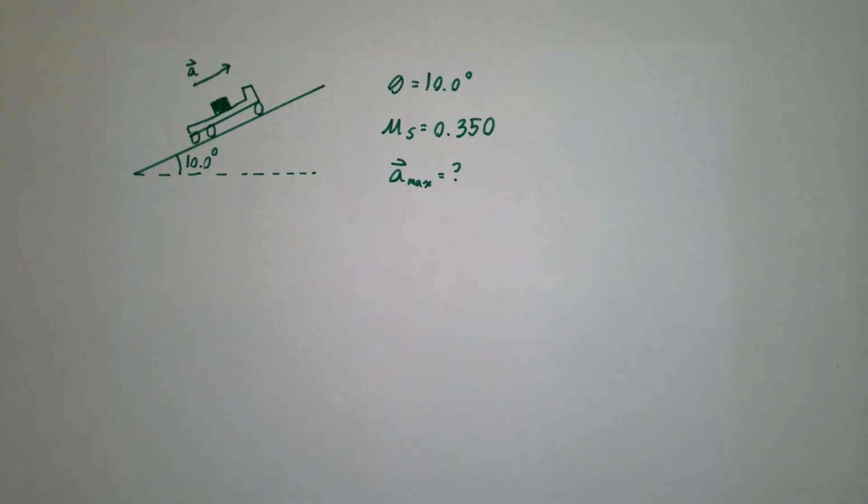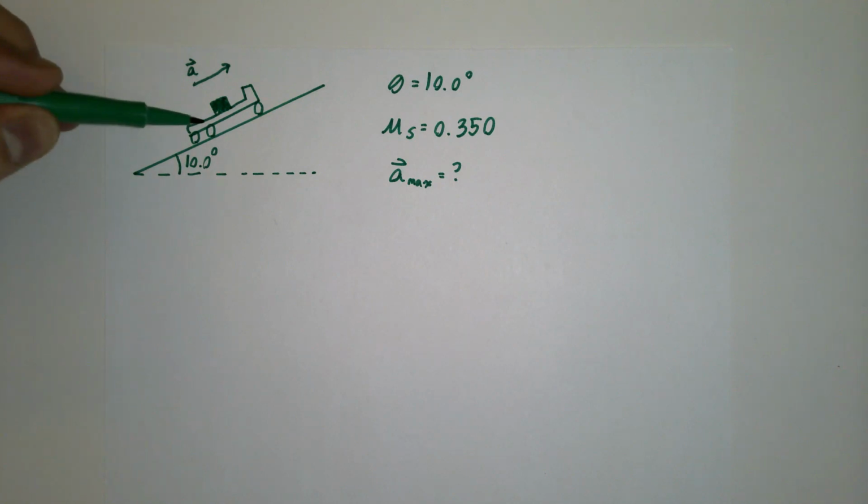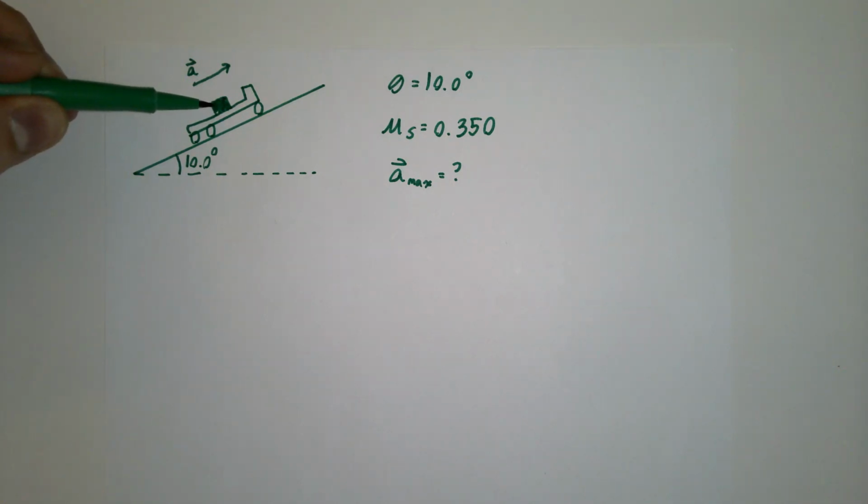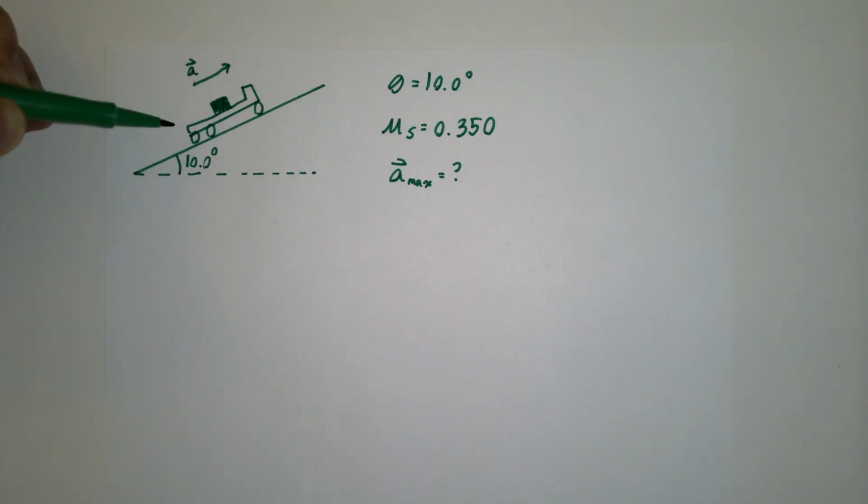What we're trying to find is at what rate can the velocity of this truck change, in other words, acceleration, the rate at which velocity changes. At what rate can this truck accelerate and avoid the crate slipping off of the back of the bed?